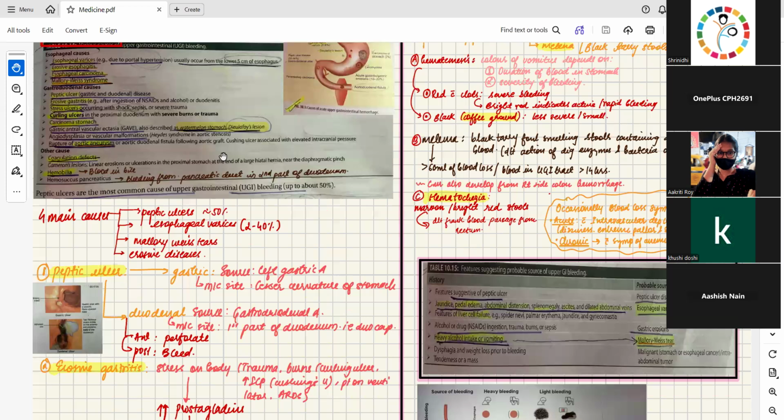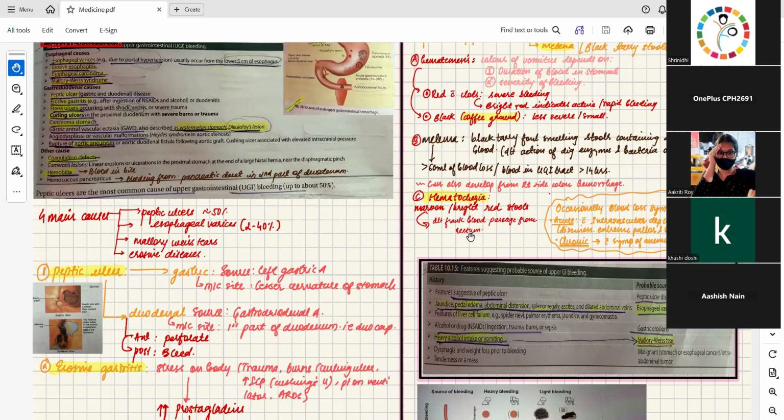I have briefed here about the four main causes. In very few words, we're going to study peptic ulcer in the next sessions. But related to GI bleed, one thing that we have to know is the source, that is, which artery is most commonly bleeding in which type of ulcer.